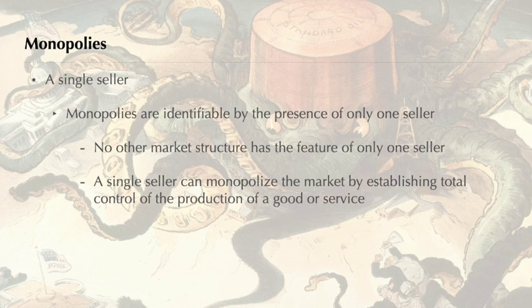A monopoly is identifiable by the presence of only one seller. No other market structure has this feature. By establishing total control of the production of a good or service, the single seller can monopolize the market. In most regions of the United States, a single cable television company traditionally has controlled the market. Homes and businesses in a community must buy their cable television service from the single cable company because there are no other sellers in the area.